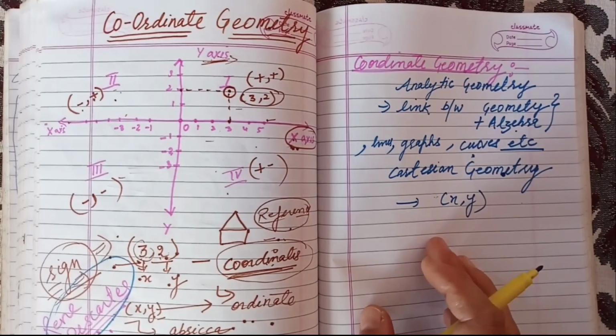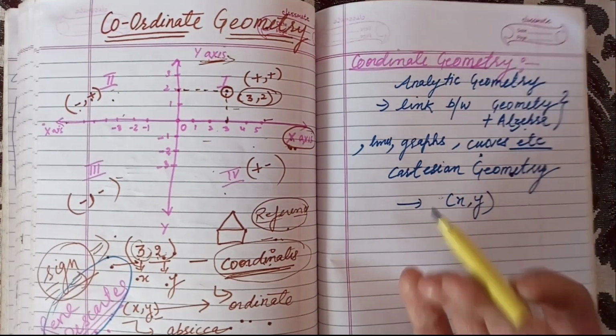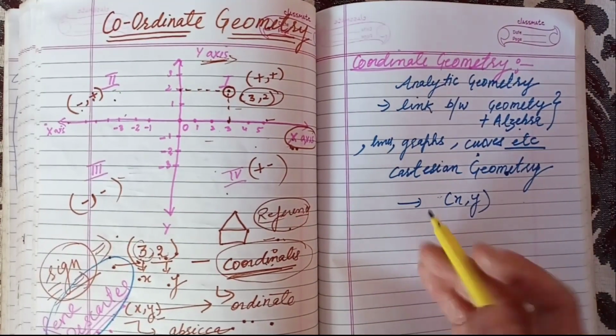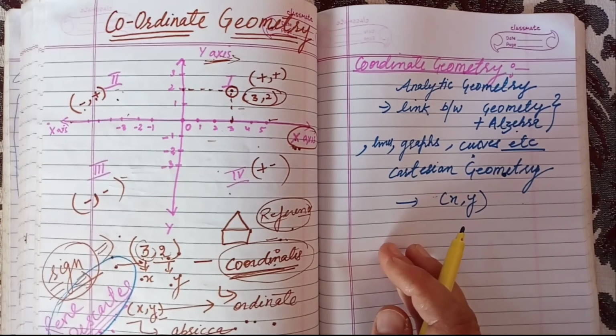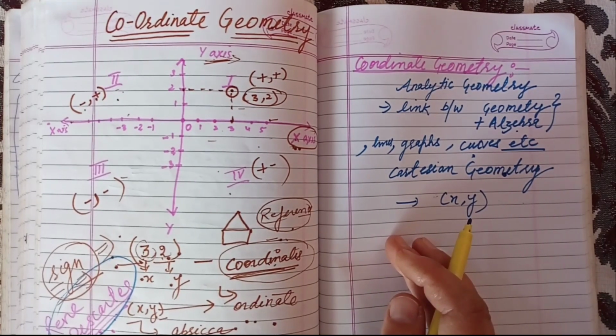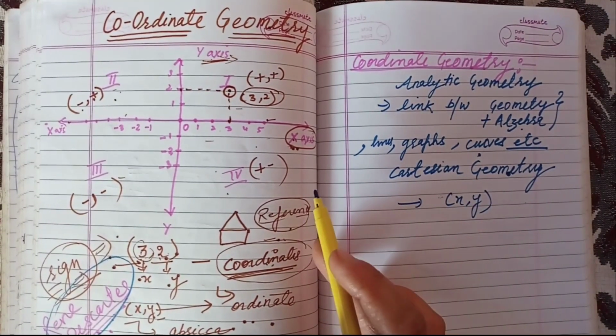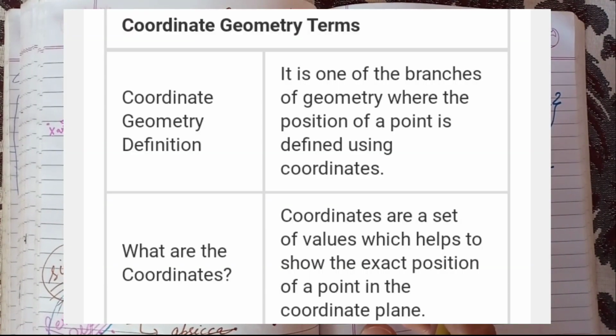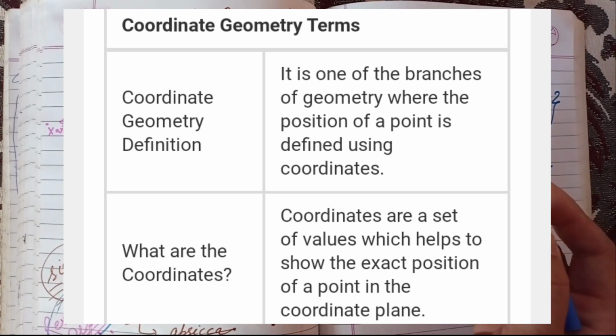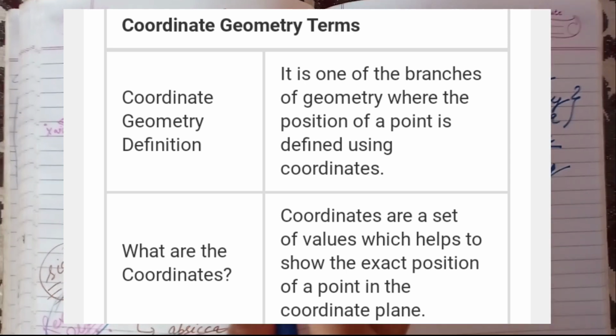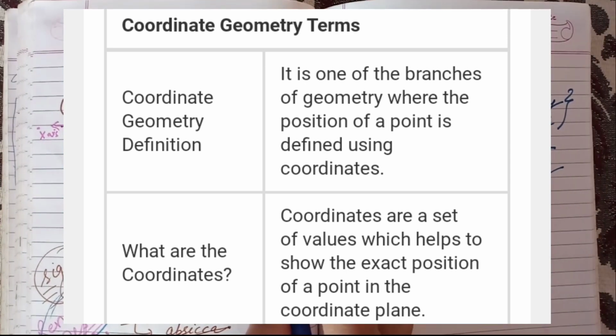Now why do we study coordinate geometry? By using coordinate geometry, it is possible to find the distance between two points, a line segment divided in a ratio, the midpoint, and the area of a triangle by coordinates, right? So coordinate geometry is the geometry in which we find the position of a point by using coordinates, right?